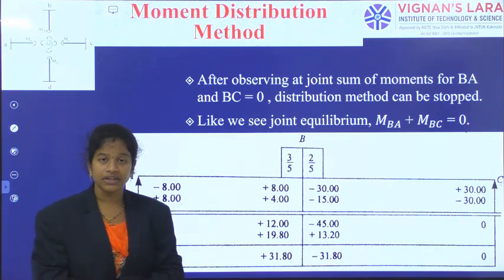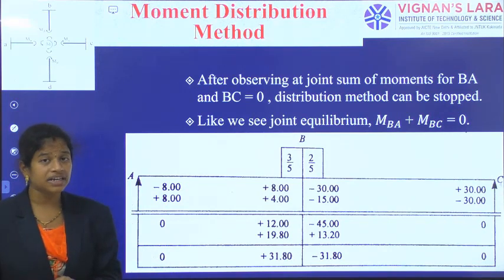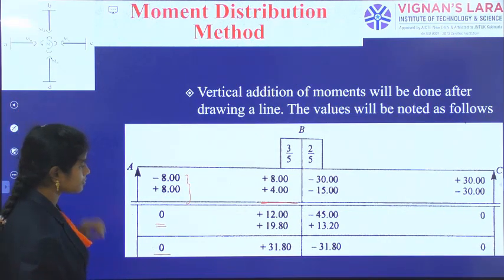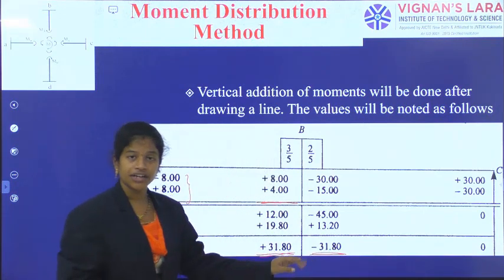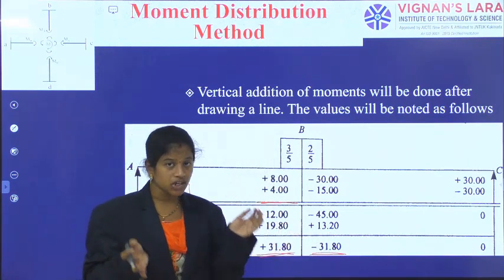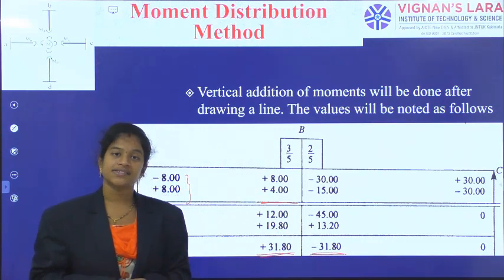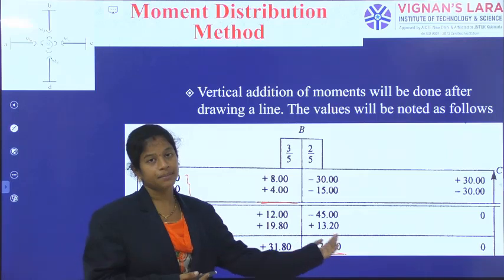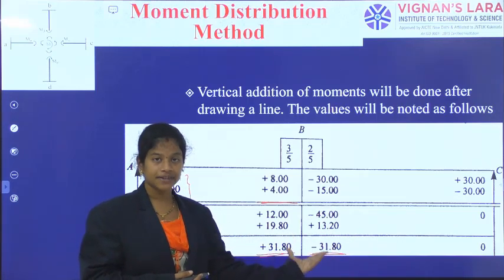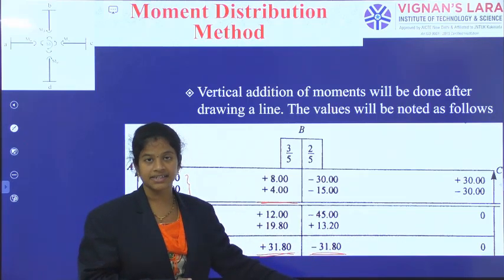So, after observing, just now we have mentioned the value at the joint on the left and the right. The summation of those two should be equal to 0. This joint equilibrium we have observed so many times. So, MBA plus MBC should be equal to 0. After observing that, you can stop the calculations.